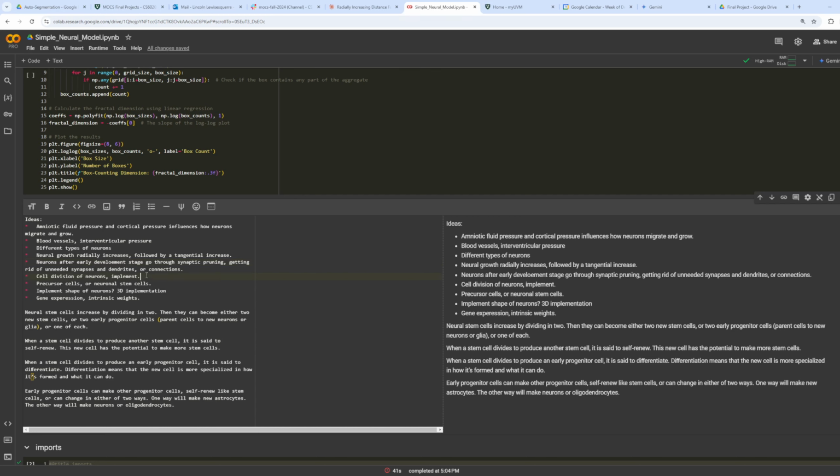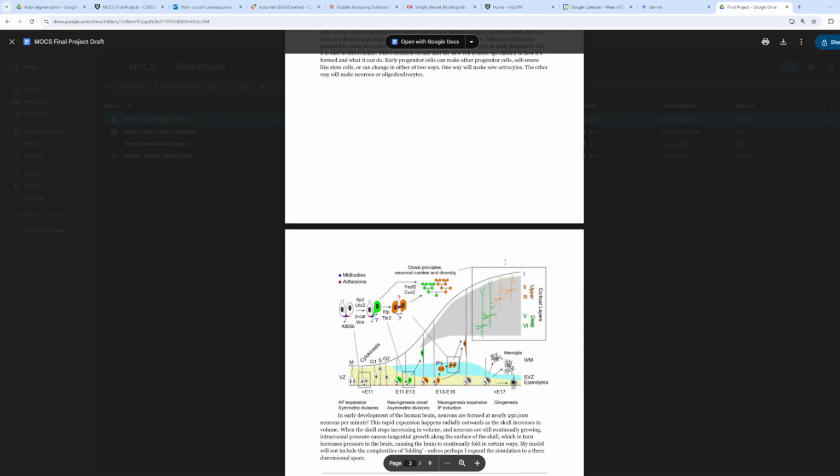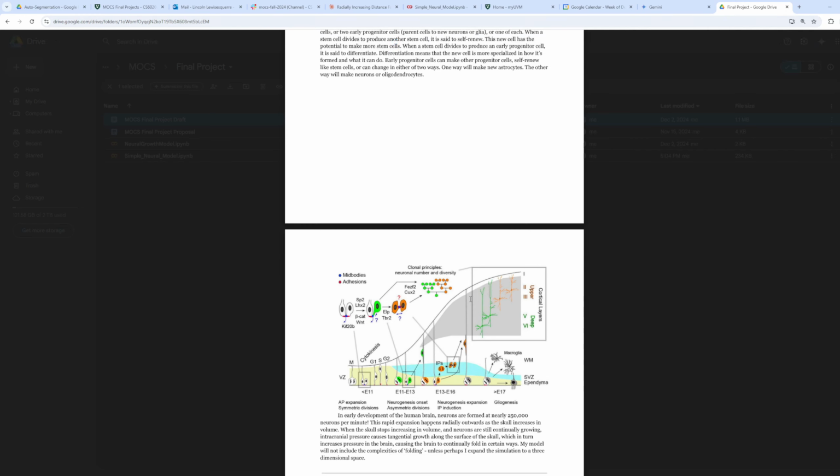I've also implemented cell division in neurons and precursor cells. Neural growth rate radially increases, followed by a tangential increase. This is the idea of how I'm trying to model early developmental brain growth. Brains go radially outwards: the cells divide and go outwards based on the nutritional availability in the brain, how much resources a cell has, the pressure in the brain at that particular position, and the density of other neurons around it.